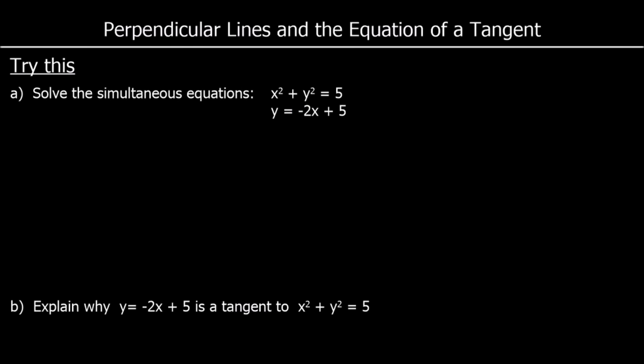And one more for you to try. So last question, solve the simultaneous equations, and it's going to be a tangent again. So explain why. So again, we're solving by substitution. So we're going to change y into negative 2x plus 5.